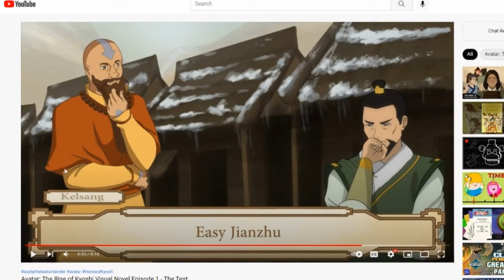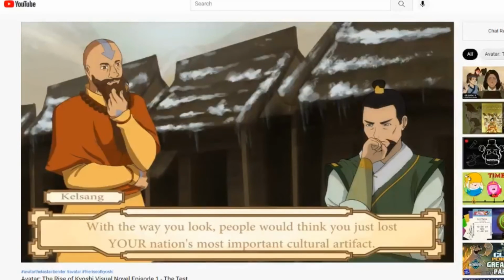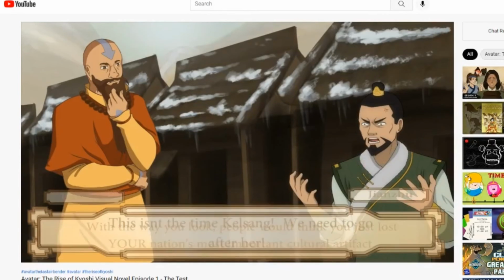Also, background composition done by Joulard in this scene, I believe. Yeah. Look, people would think you just lost your nation's most important cultural artifact. This isn't the time, Kelsong.